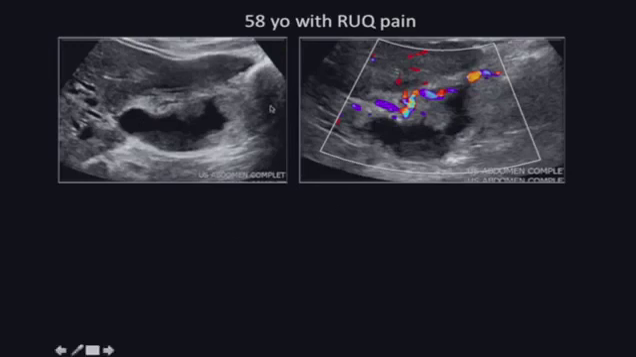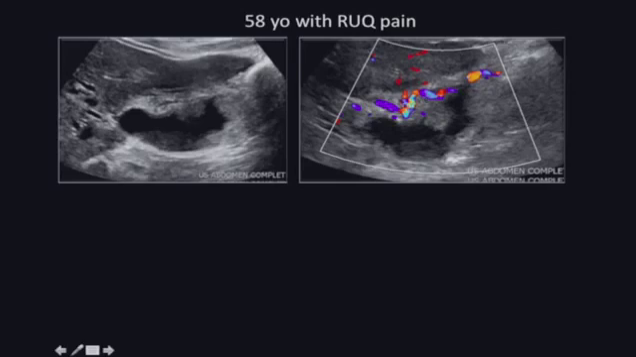This is a 58-year-old patient with right upper quadrant pain. Note the gallbladder wall thickening in the fundus, irregular, asymmetric. Gallbladder cancer occurs in the fundal region in about 60% of cases. 30% are in the body and 10% occur in the neck. So pay very special attention to the gallbladder fundus.